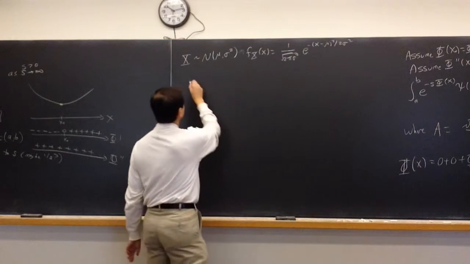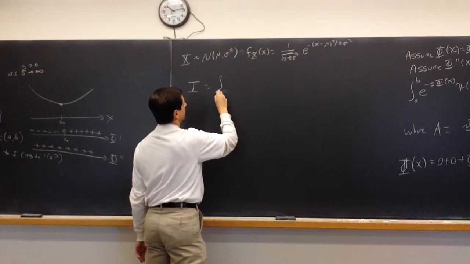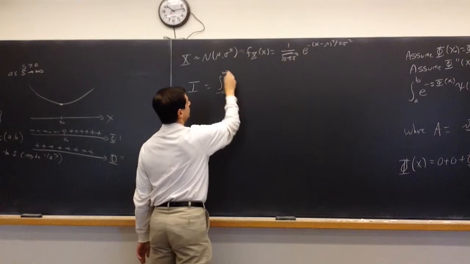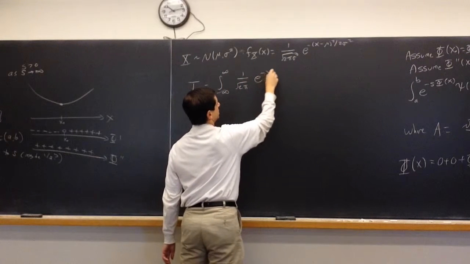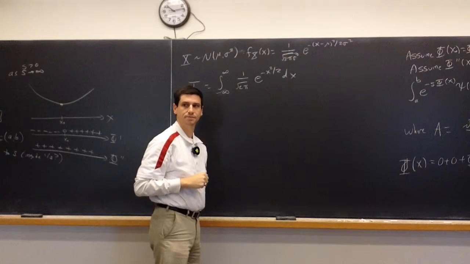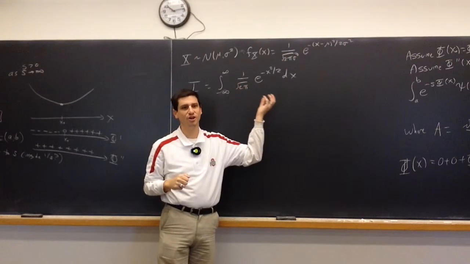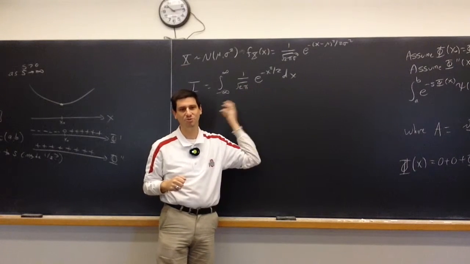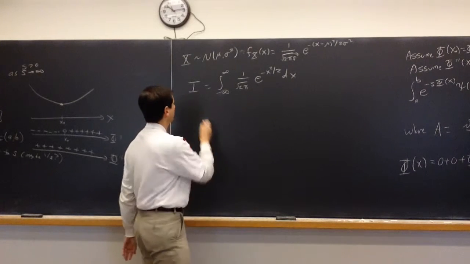The fun way is to say, let's let I be the integral from minus infinity to infinity of 1 over square root of 2 pi, e to the negative x squared over 2, dx. And I'm going to put in this square root of 2 pi because I already know the normalization constant. I've lost track of how many times I've taught probability over the past 14 years. I can't pretend I don't know it anymore.